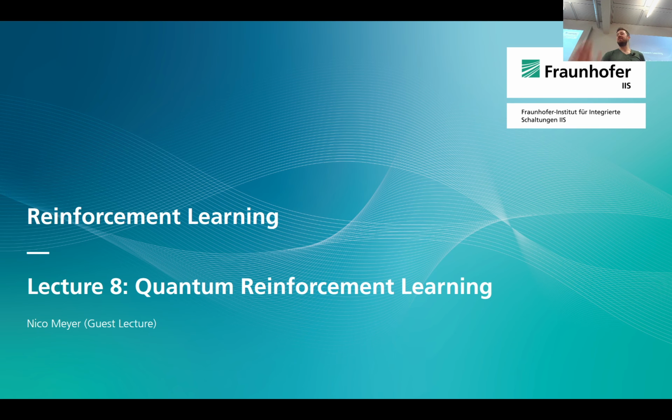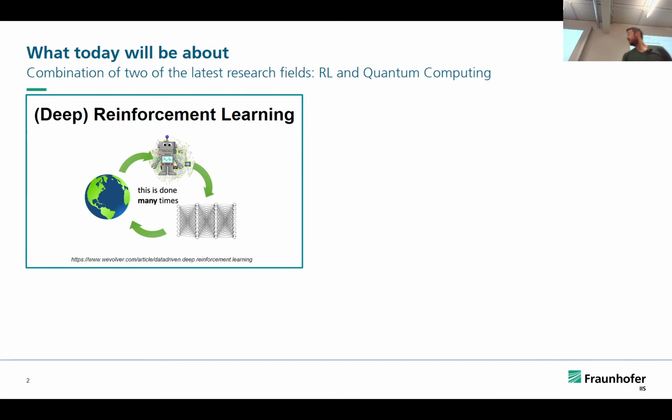As always, if there are any questions in between, just feel free to interrupt me at any point. So to begin with, what today will be all about. What we had so far in the lecture was classical reinforcement learning and deep reinforcement learning. So this classical interaction loop where you have the environment, your agent, and you can represent your policy, for example, with a deep neural network. That's what we have done so far, so the typical reinforcement learning pipeline.